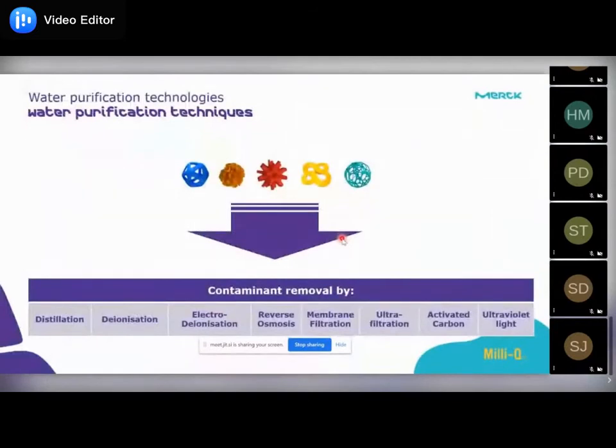So these are the various kinds of water purification technology that exist in the world, starting from distillation. We have various technologies called deionization, electrodeionization, reverse osmosis, various kinds of membrane filtration, ultrafiltration, activated carbon, ultraviolet. All of these have different modes of action, and each takes care of only a certain level of contamination, because water itself is a very vast subject. 75% of our body is water, 75% of our world is water, and similarly water also has a huge level of contamination.